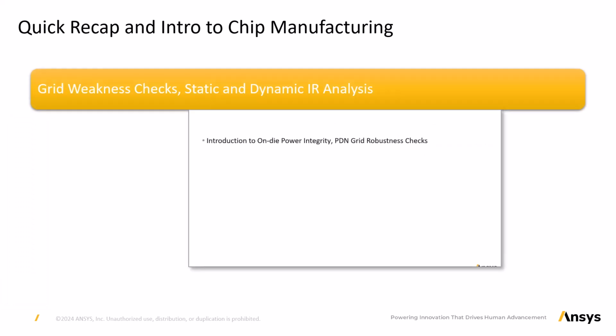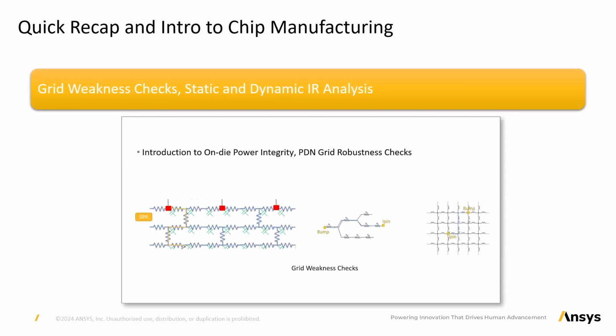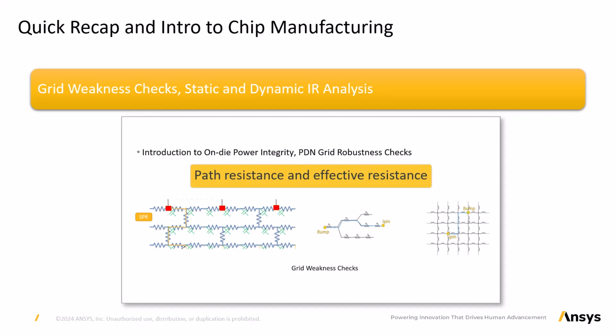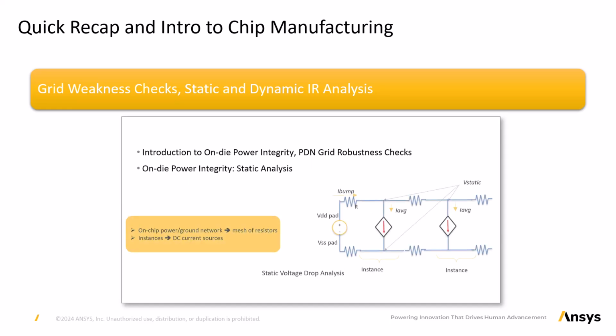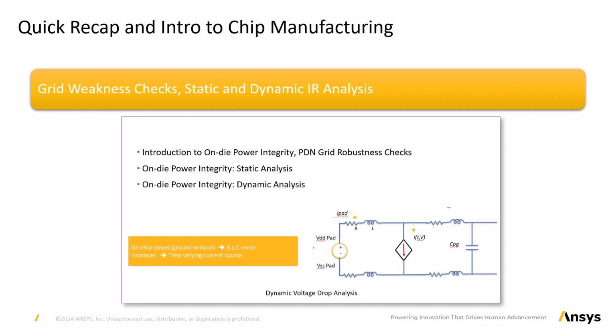In Lesson 4, we delved into on-die power integrity, the various checks performed for power integrity like grid weakness checks, where we explained path resistance and effective resistance. Then we discussed static and dynamic IR analysis, where we examined an on-die power network and its components for static and dynamic IR analysis. We then reviewed the mitigation techniques for the issues arising from static and dynamic IR analysis.